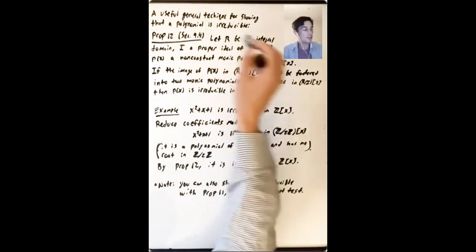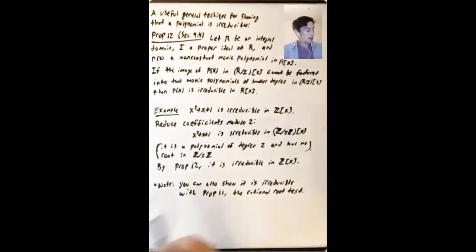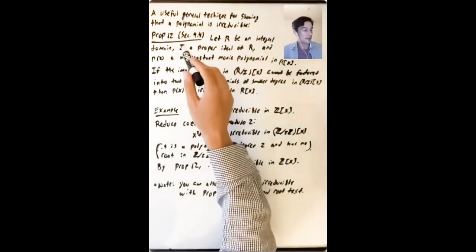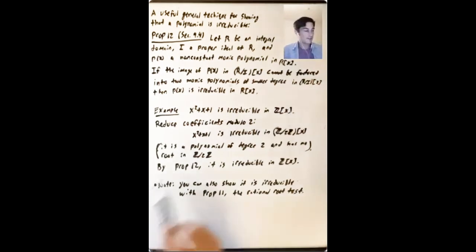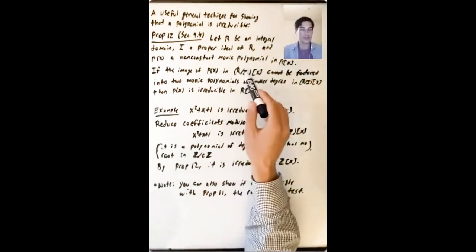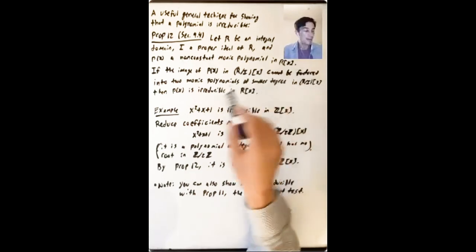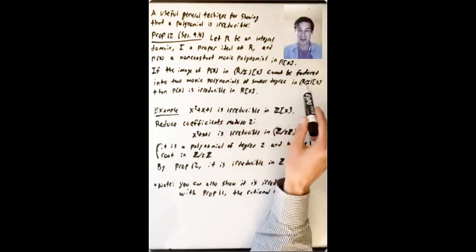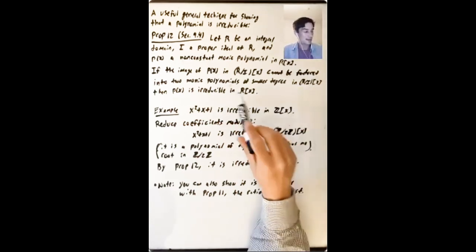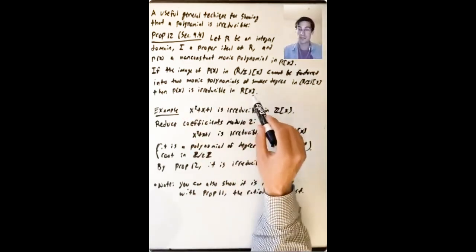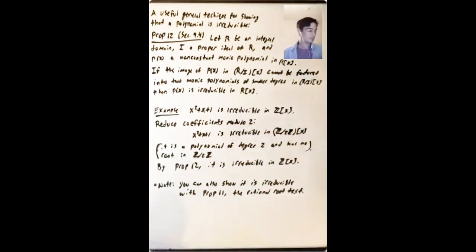And now this proposition says, okay, we started in an integral domain. We took this proper ideal 2Z. We took a non-constant monic polynomial in R bracket x. The image, when we reduced all the coefficients modulo I, could not be factored into two monic polynomials of smaller degree in Z mod 2Z bracket x, which means that the polynomial we started with was irreducible in Z bracket x.